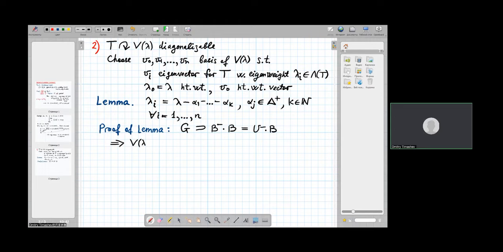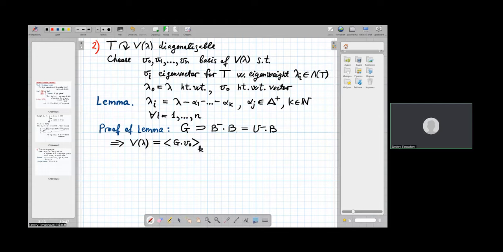Now, this irreducible G module V of lambda of highest weight lambda. Since it is irreducible, it is the linear span of any of the orbits sitting in this module. We can take, for instance, the highest weight vector v naught, take the G orbit of v naught, and take the linear span of this G orbit. By irreducibility, we get the whole of V of lambda, because this linear span is an invariant subspace and it has to coincide with the whole of V of lambda.